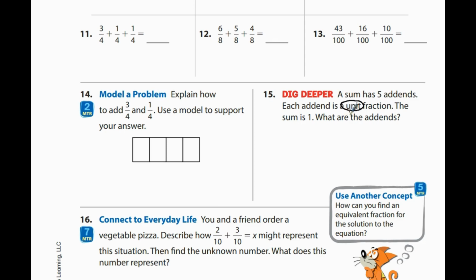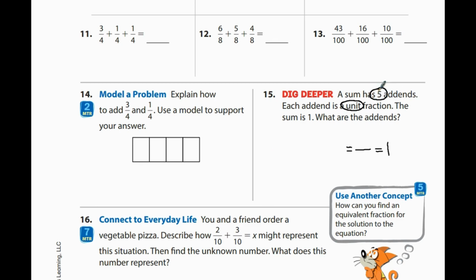The sum is 1. What are the addends? It says there's 5 addends. Each addend is a unit fraction. So does it tell you that it has to be a specific number? No. It just tells you that there's 5 unit fractions, and when I add them together, it has to equal 1. It has to equal this over this, which is equal to 1. Now I am going to tell you this. It has 5 addends.